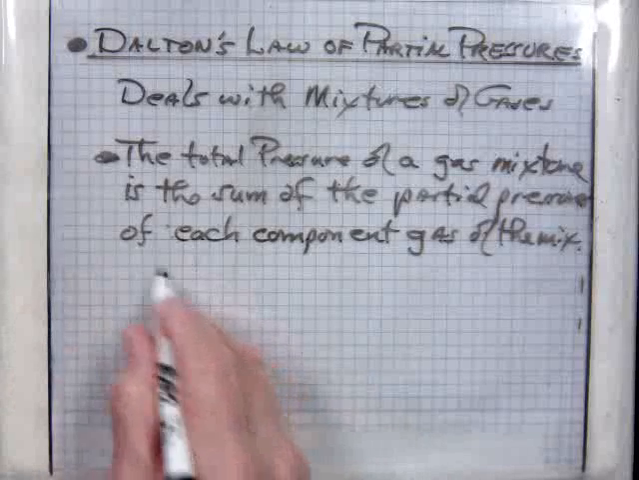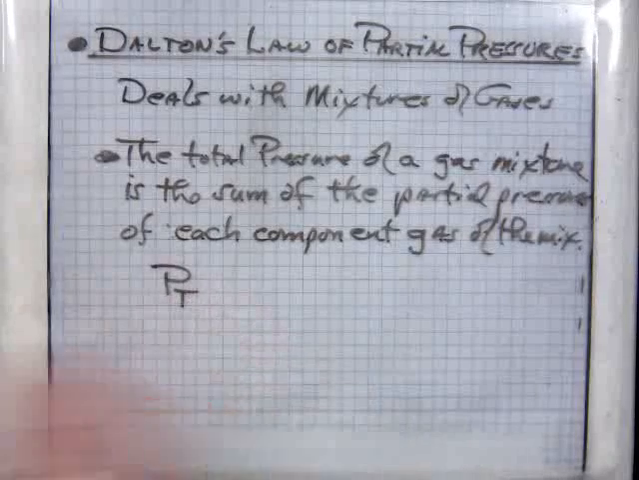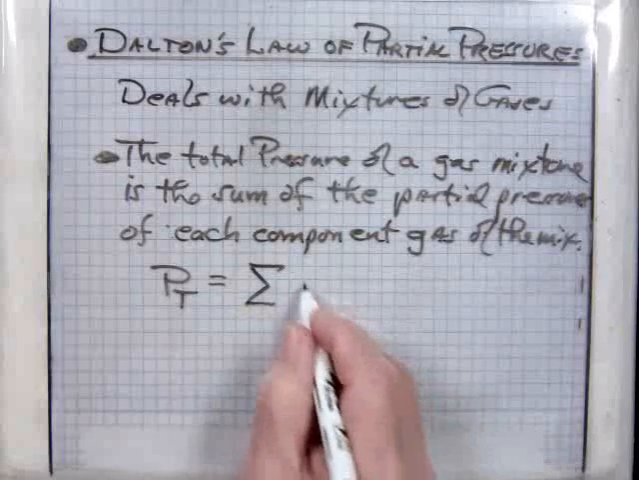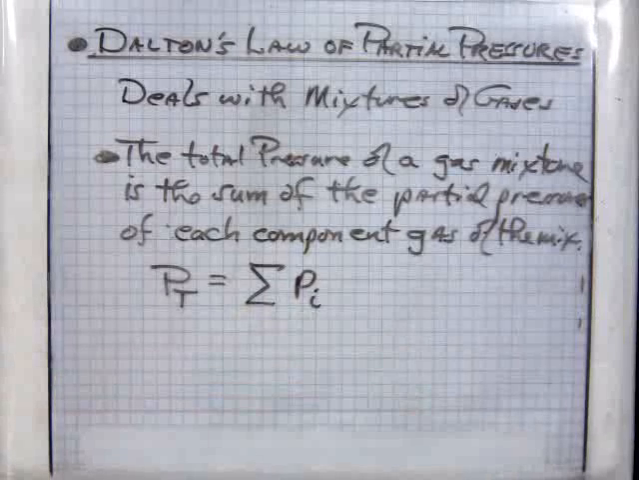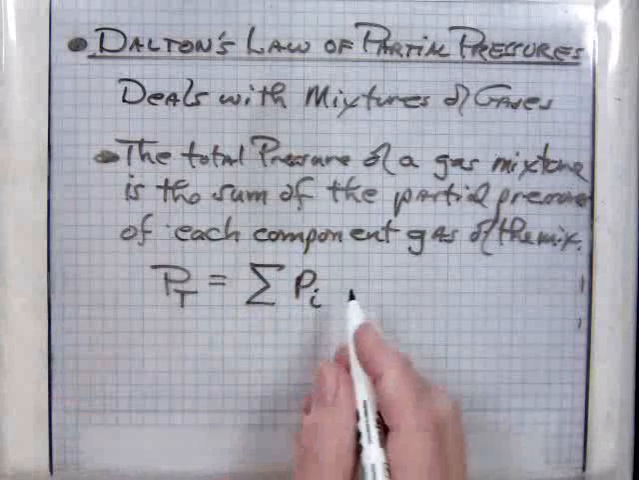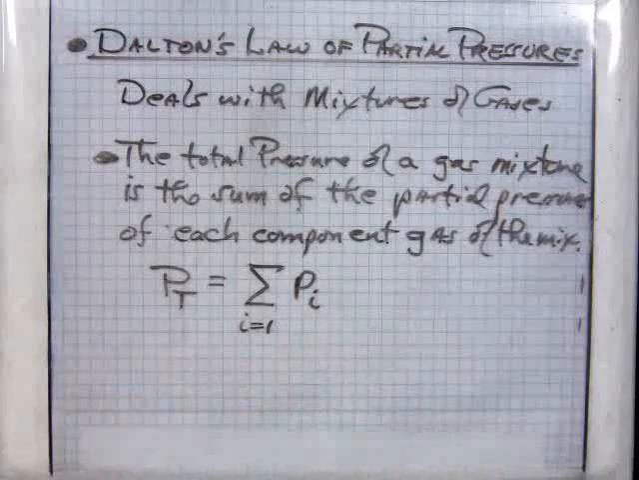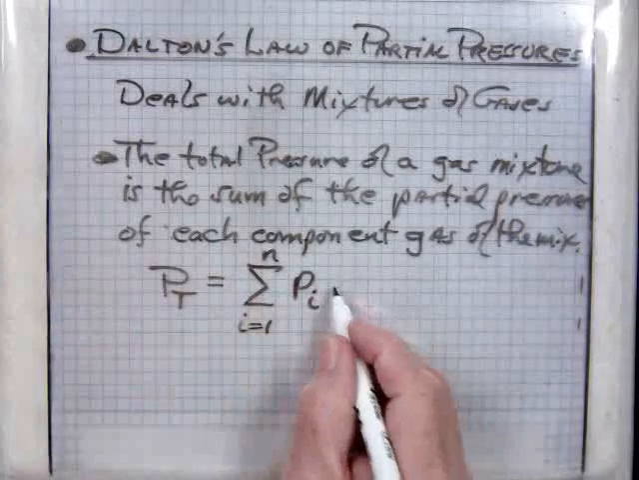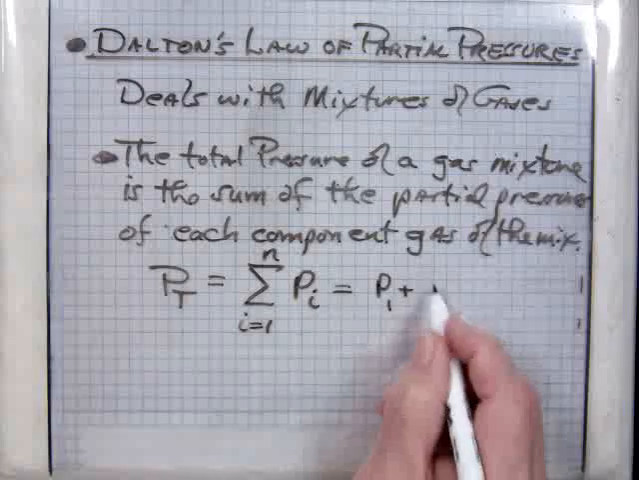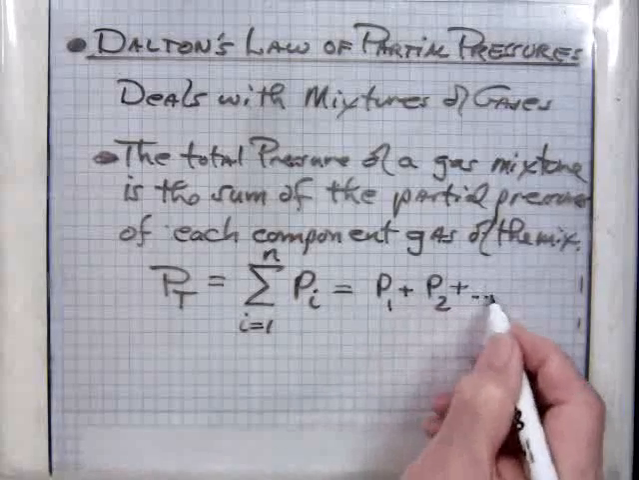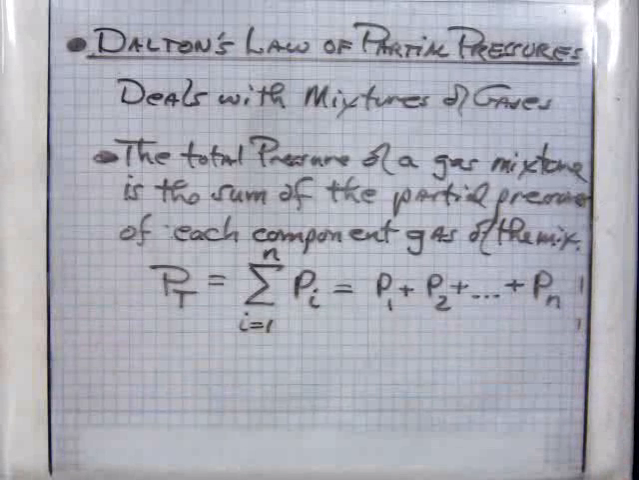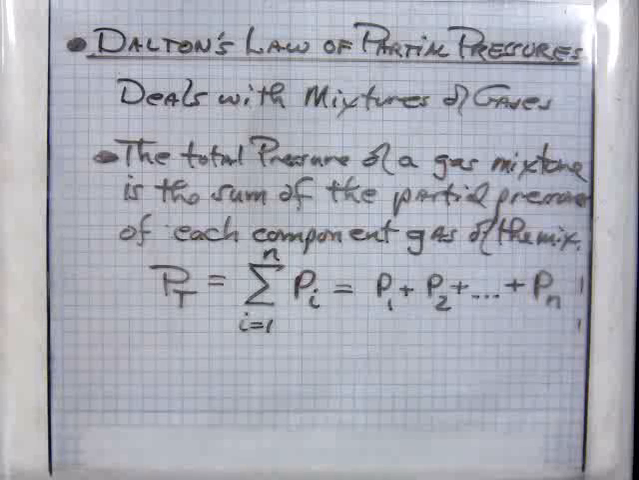Mathematically, this simply boils down to the total pressure, P sub T, equal to the sum of individual pressures of the gas mix, from the first item you choose to however many items you have in the mixture. And this translates to P1 plus P2 plus, and then on up to whatever the nth number. And that's the simplicity. The mathematics sometimes looks more intimidating than it actually is.